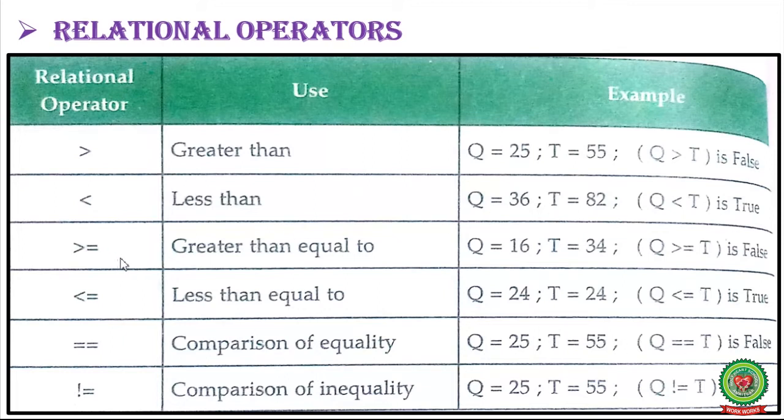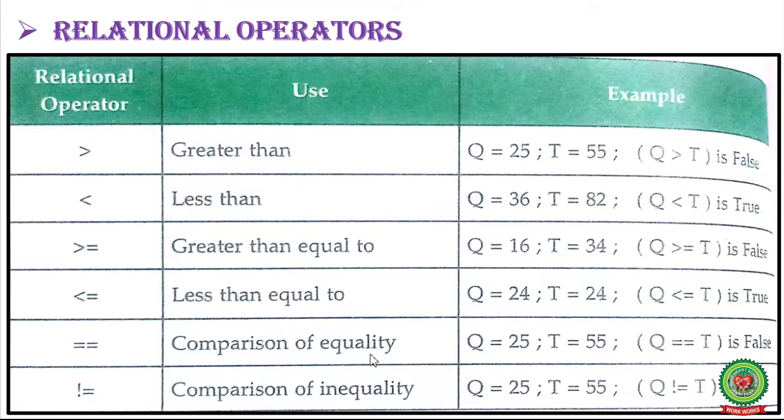Number 3, greater than or equal to. In this case, it will check both the conditions, greater than and equals. So, if Q equals 16, T equals 34, Q greater than or equal to T, the answer is false as Q is not greater than T. Next, less than or equal to. Q equals 24, T equals 24. Q is less than or equal to T, the answer is true. Why? Because Q equals T.